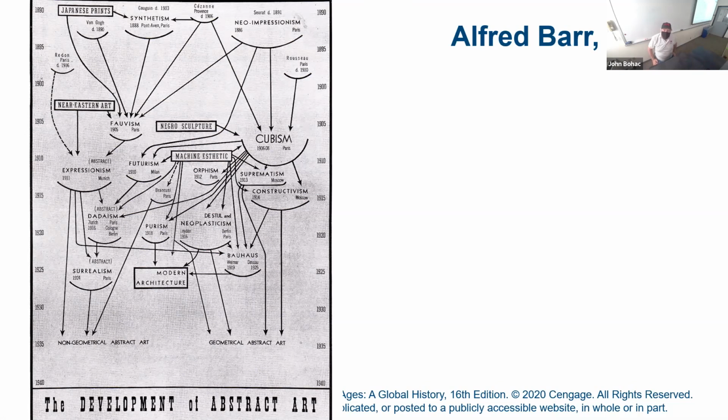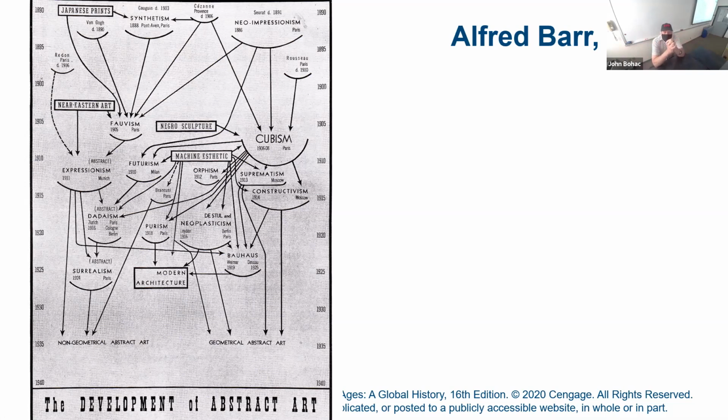And this chart was constructed to kind of put together an explanation of how we got to where we were back in 1936. And you see on the bottom here, these dates get to be pretty close to 36. And so he just kind of gives two end lines, two destination points, non-geometrical abstract art and geometrical abstract art. So it was kind of, everything was abstract, divided into two categories.